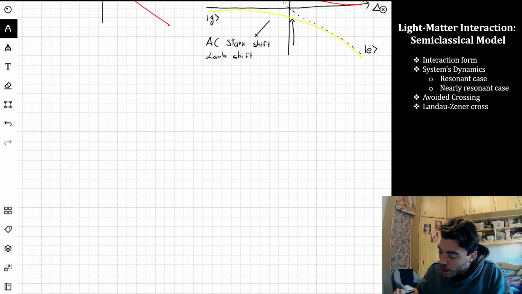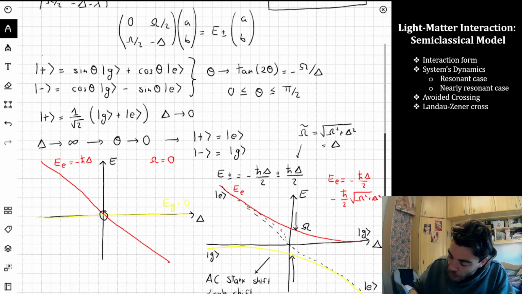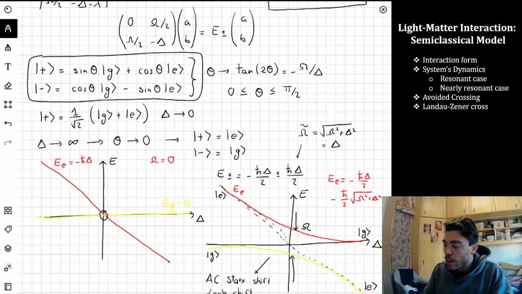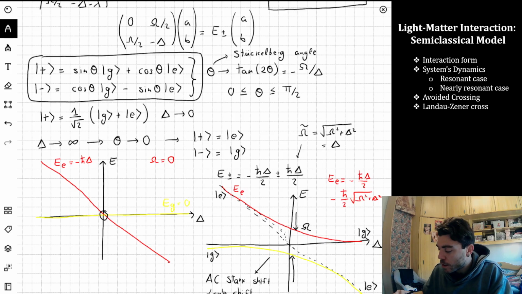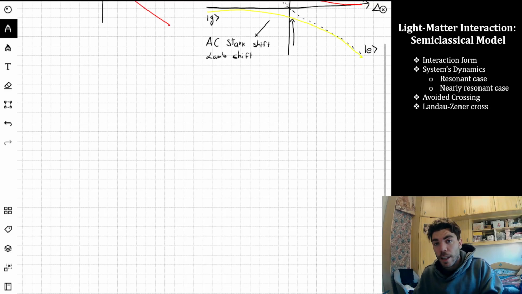Also, for free, we actually calculated the eigenstates of the coupled system. This angle, by the way, is sometimes called, I don't have it written here because it's a weird name, something like the Stueckelberg angle, in honor of one physicist that was a pioneer in this type of field.